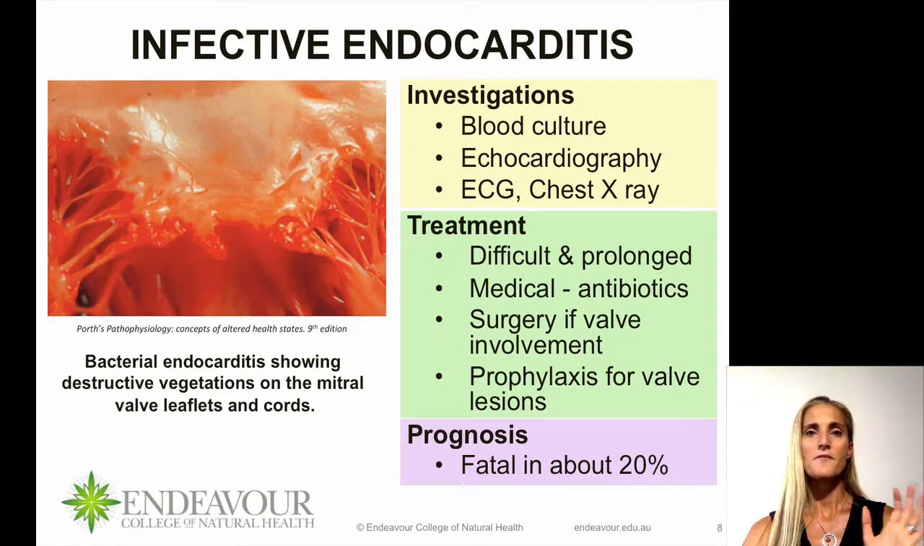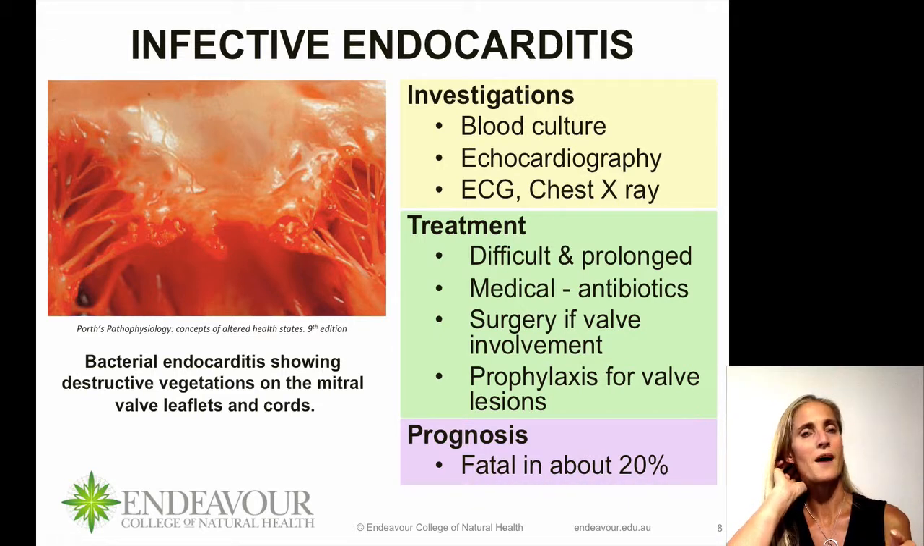Okay, so investigations for infective endocarditis: blood cultures, ECG, echocardiography, chest x-ray. Now I wanted to talk to you a bit about the diagnosis method, or what sort of criteria they need to look at. The diagnosis of infective endocarditis uses the modified Duke criteria.